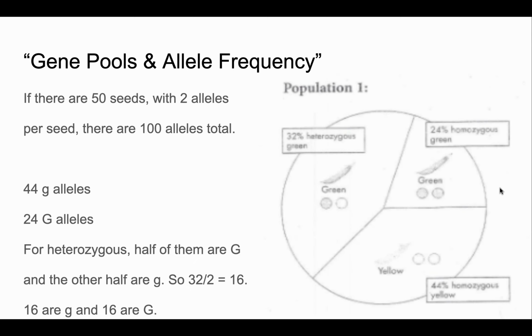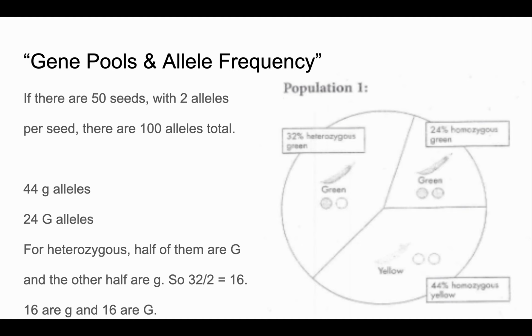Let's say in this population there's 50 seeds with 2 alleles per seed. That would be 100 alleles total. The reason I chose that number is because your data here is given in percents. If you assume there's 50 individuals, and each individual has 2 alleles, there would be 100 alleles in the population, and that just makes the math easier because each of these percents is saying how many out of 100 there would be.